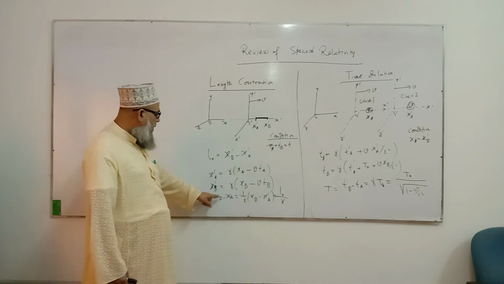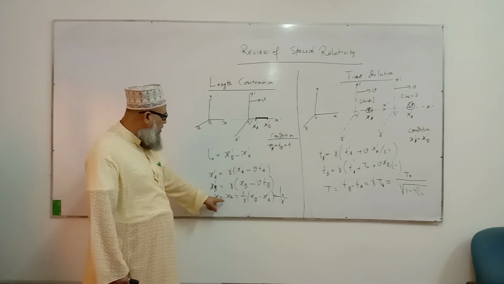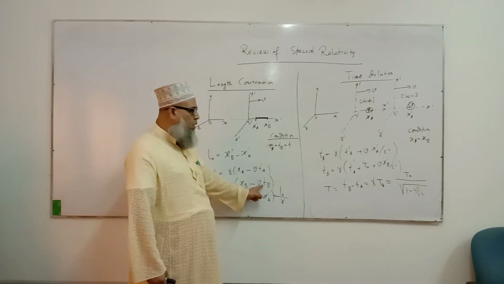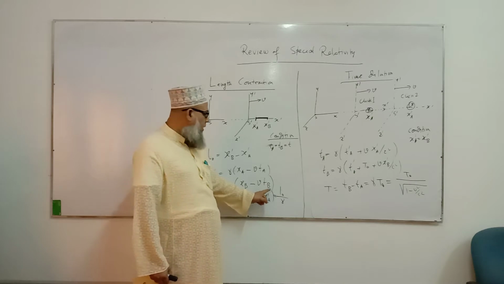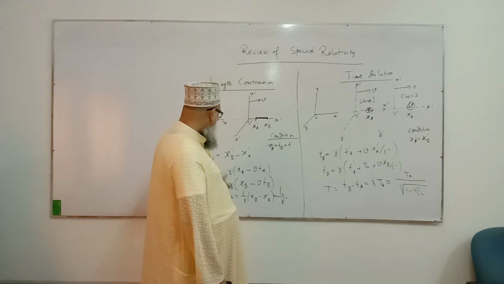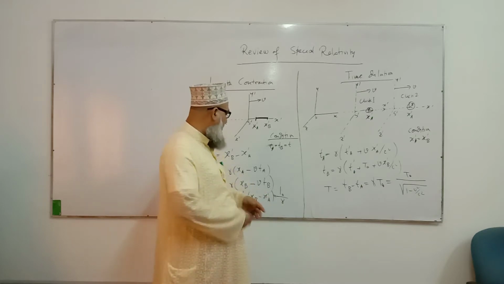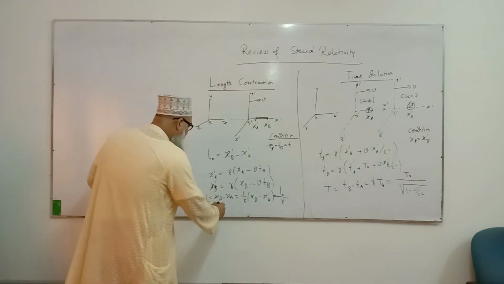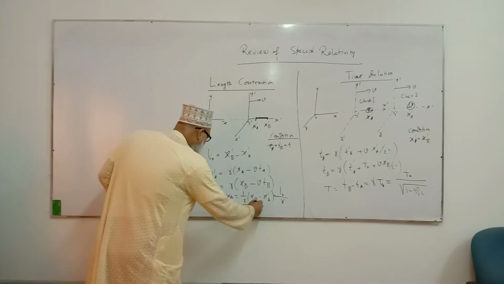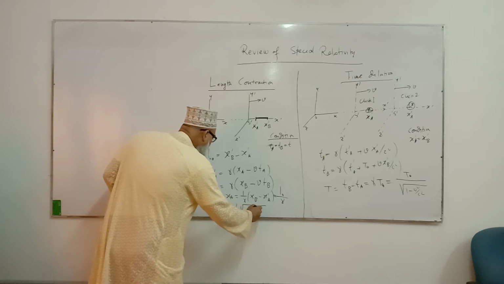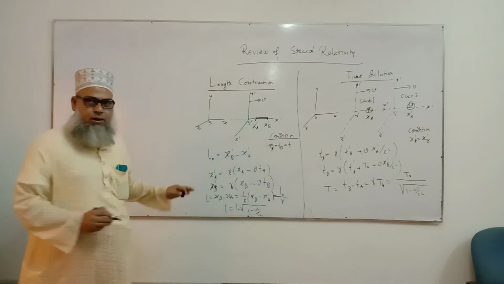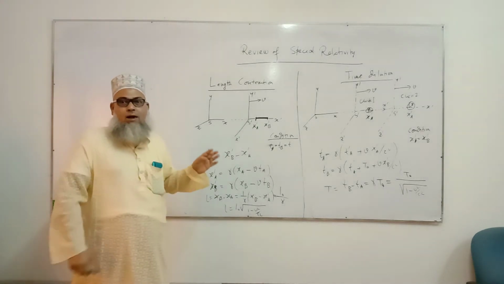Then xB minus xA is what? 1 by gamma times (xB prime minus xA prime). These two terms cancel. So xB prime minus xA prime is L naught, and we get L naught by gamma. You can also write it as L equals L naught times the square root of 1 minus v squared by c squared. So this is your length contraction.